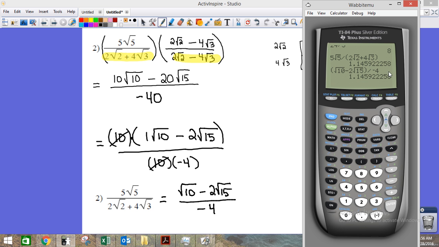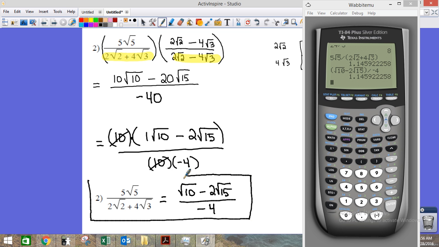And I do, so I'm fairly confident that this final answer is correct, that these two fractions are equal to each other, but my answer doesn't have a radical in the denominator. So I hope that helps.